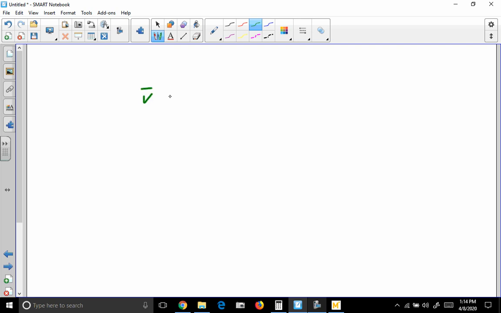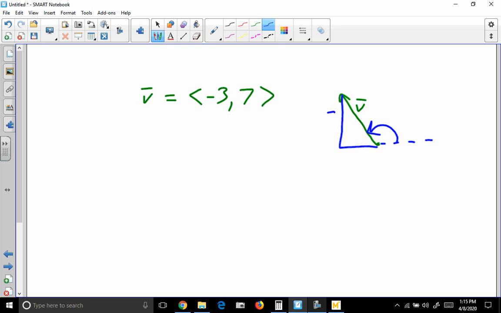Another question is, what direction is the vector -3, 7 pointing? So if we just roughly sketch, if we go -3, that's to the left, and 7, that's up. So vector v is pointed in that direction. So our angle is from the horizontal. So we want to know that direction. So 7 is the vertical part, -3 is the horizontal part.